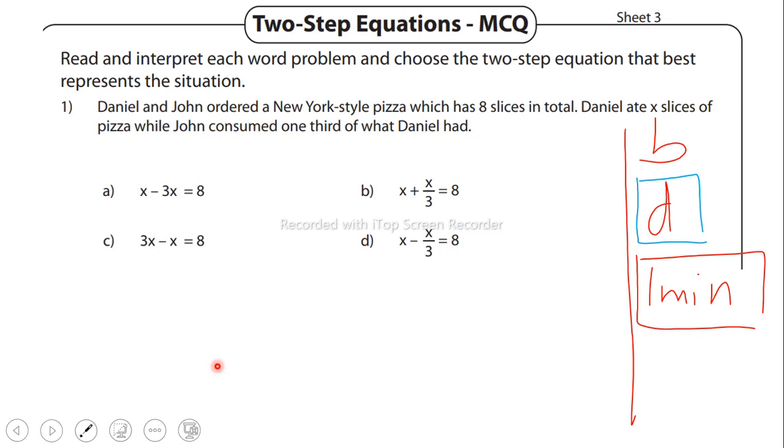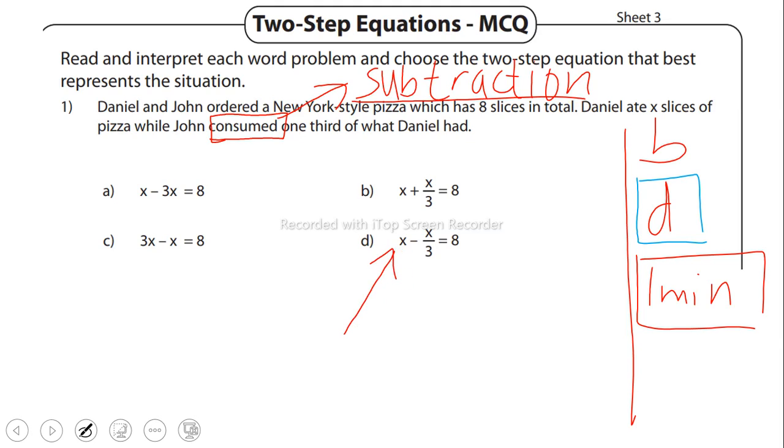What does it mean to consume? Eat. Is that addition or subtraction? Subtraction. Why? Because they're taking away. Exactly, it's taken away, right? So Daniel ate X, but John consumed 1/3 of what Daniel ate. So John is going to take away, right?